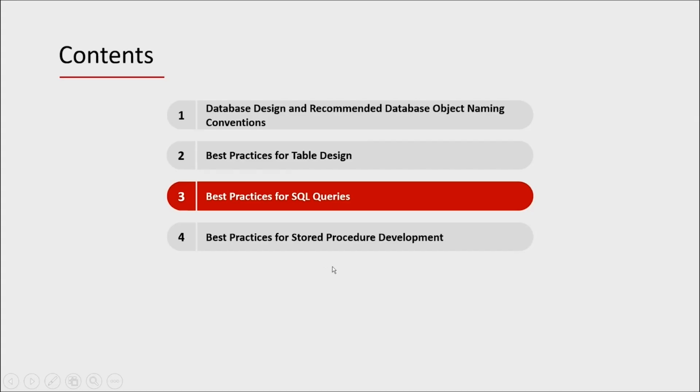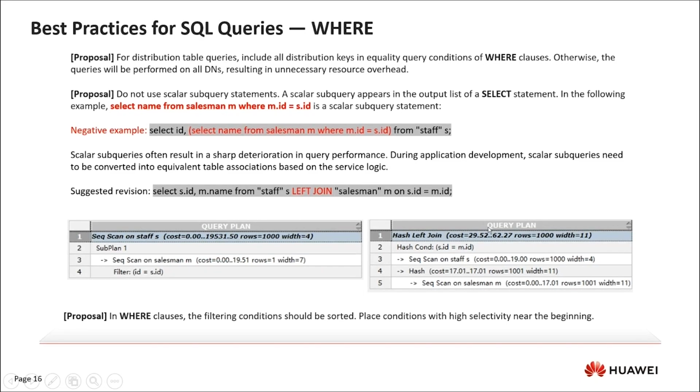And in the following chapter, the third chapter, we will discuss the best practices for SQL queries. The where keyword is important in SQL queries, providing conditional judgment that allows us to filter out unnecessary data. And for the where clause, the following are some design suggestions. Firstly, for the query on a distributed table, we should better include all distribution keys in the where clause. Otherwise, the queries will be performed on all DNs, resulting in some unnecessary resource overhead.